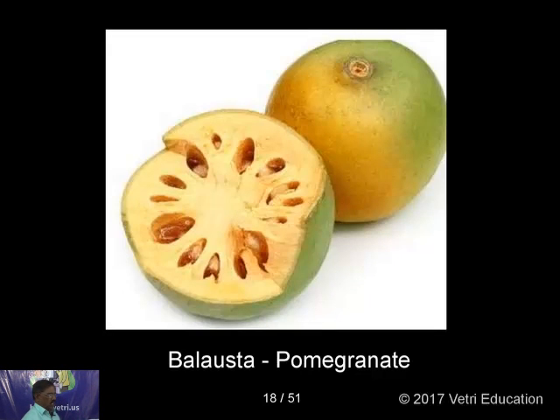The name is wrong here. It is not pomegranate, this is Aegle marmelos. Here you can find the fruit, and here you can find the seeds. Except for this epicarp, the remaining part is edible.